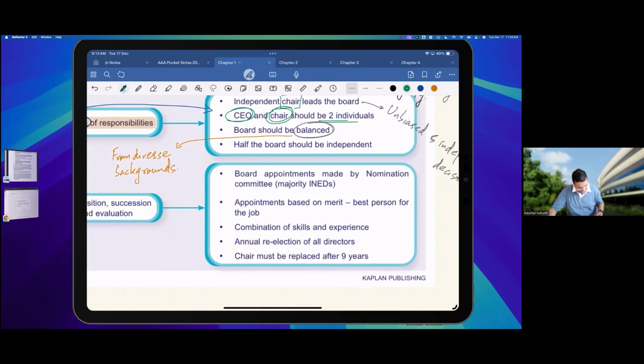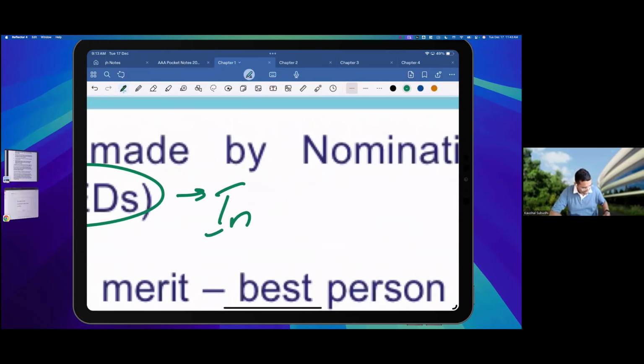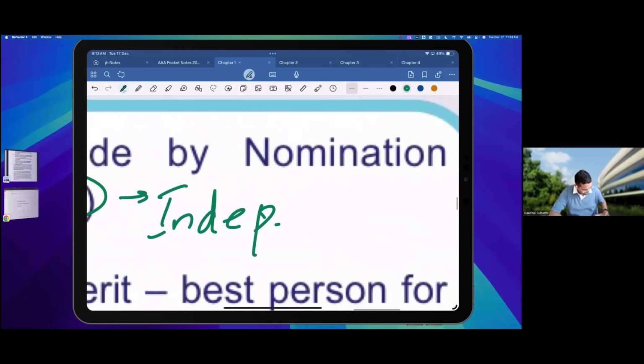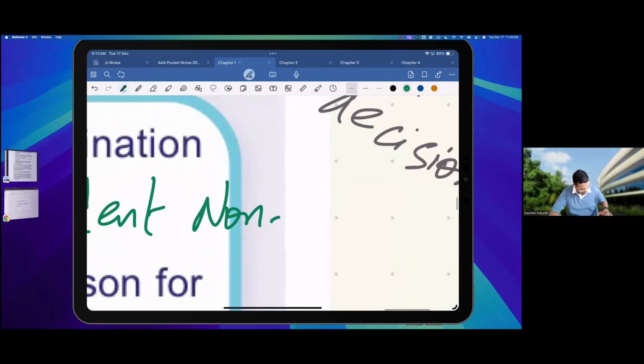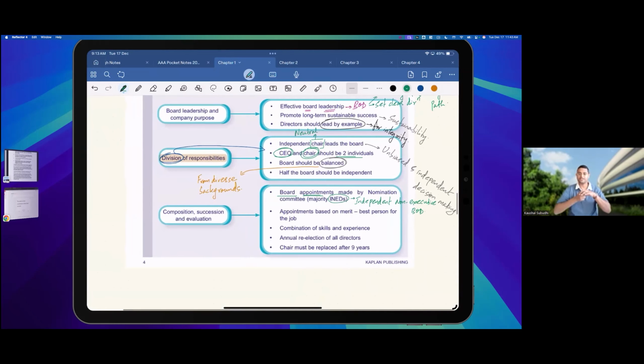All right. So board appointments. Board appointment means appointment of the new board of directors should be made by independent non-executive directors. So INED stands for independent non-executive board of directors. So they should be the ones who will make an appointment. They will appoint the further members of the board. So there would be no biasness. There would be independence, which is always restored, right?